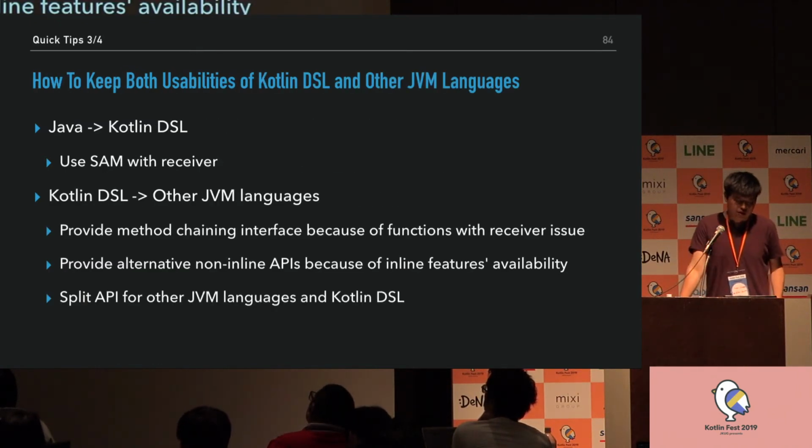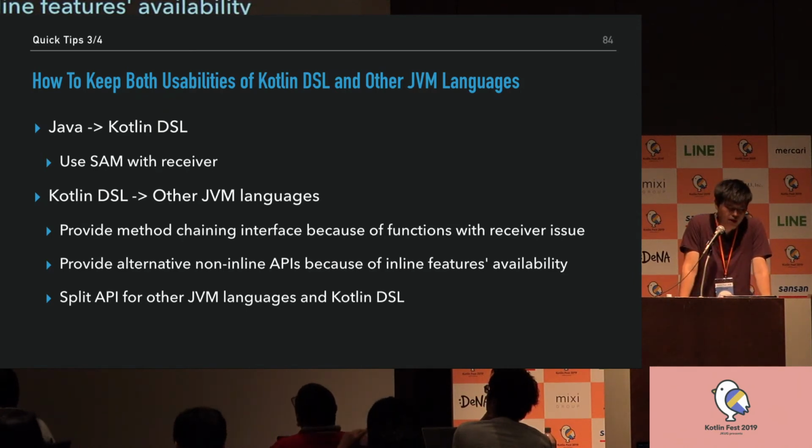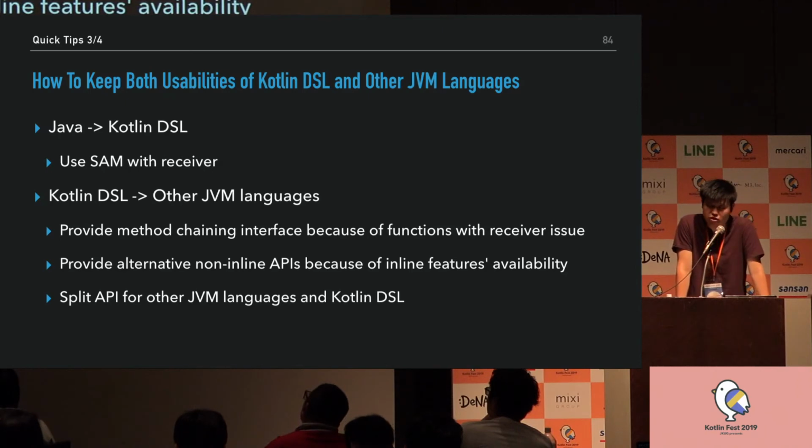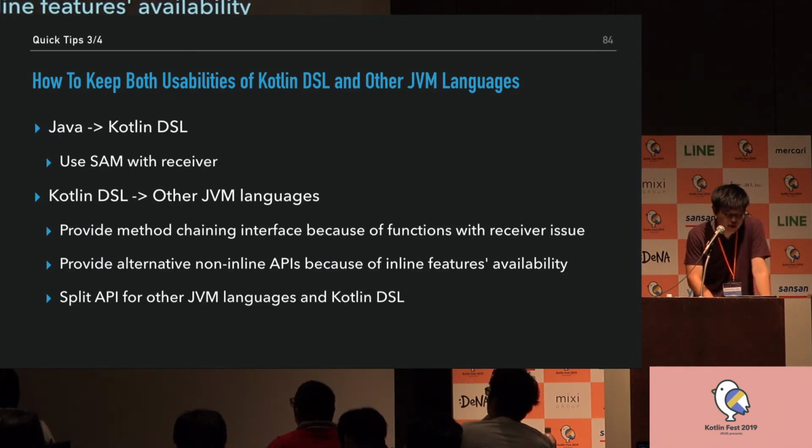The third tip is also a development tip: how to keep the usability of both Kotlin DSL and other JVM languages. There are two cases. One case is a Kotlin DSL of a Java library. Another case is a Kotlin DSL for other JVM languages. In the first case, we should use SAM with receiver in Java projects if possible. In the second case, we need to take care of three things.